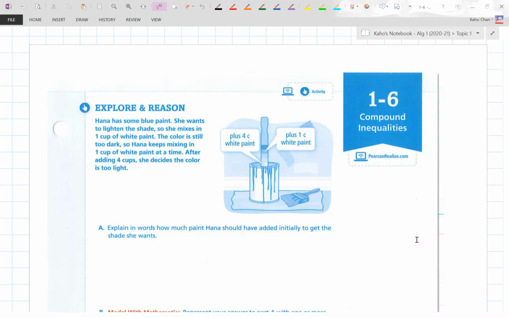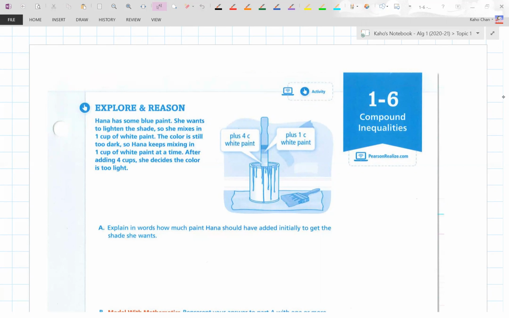We are doing compound inequalities. Our opener says Hannah has some blue paint. She wants to lighten the shade, so she mixes in 1 cup of white paint. The color is still too dark, so Hannah keeps mixing in 1 cup of white paint at a time. After adding 4 cups, she decides the color is too light. So let's go and read the question here. Explain in words how much paint Hannah should have added initially to get the shade she wants.